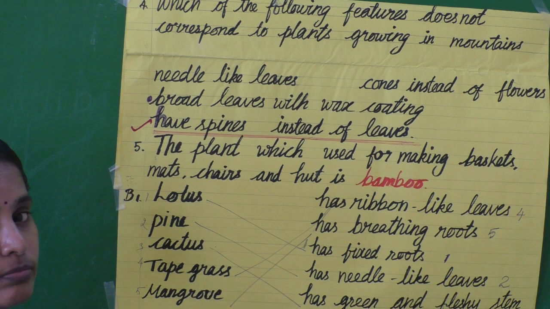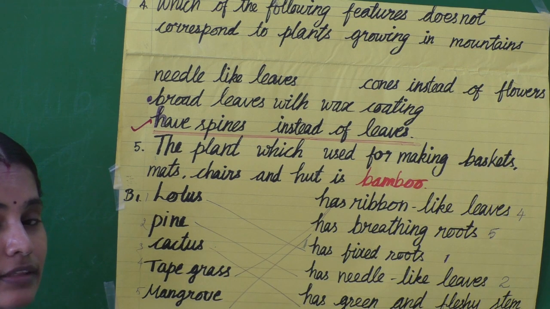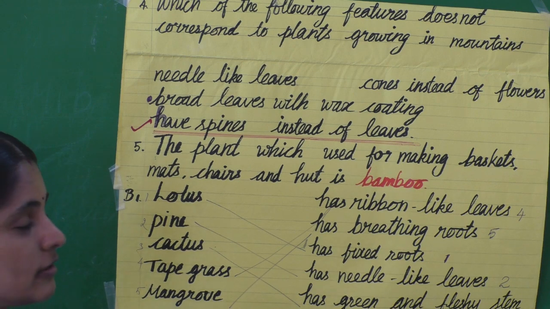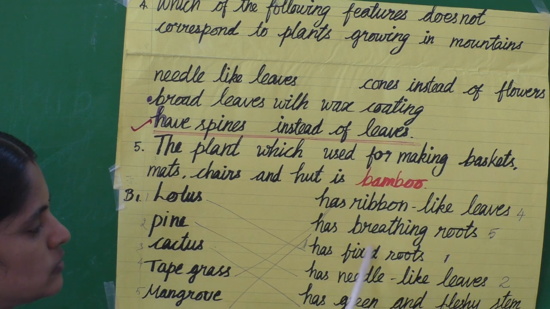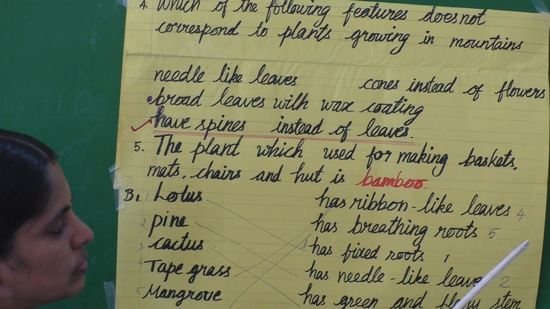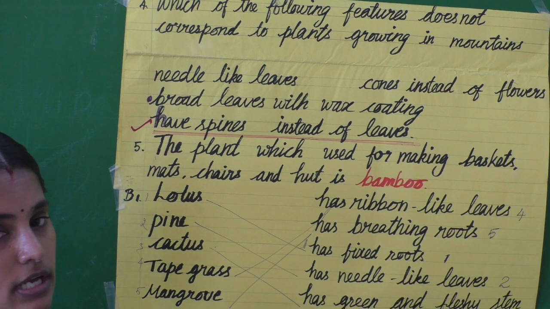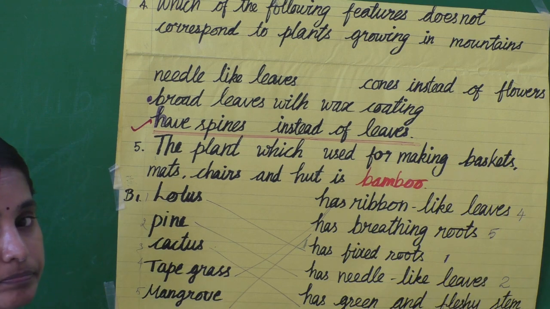Then mangrove, it's breathing root. The water, fully waterlogged area, it grows in a waterlogged area, so the root cannot breathe properly, so it comes out from the soil, so it has breathing roots. So you can draw the lines and you can put numbers on the side.